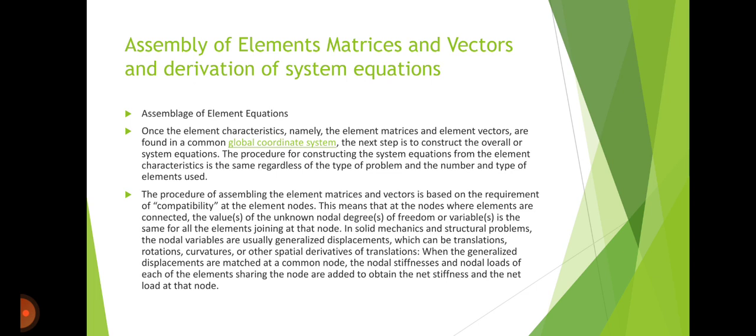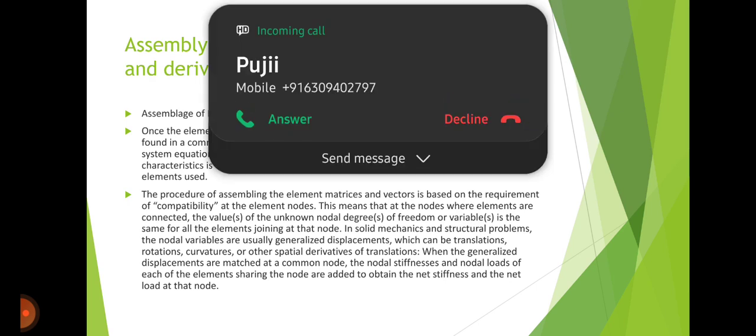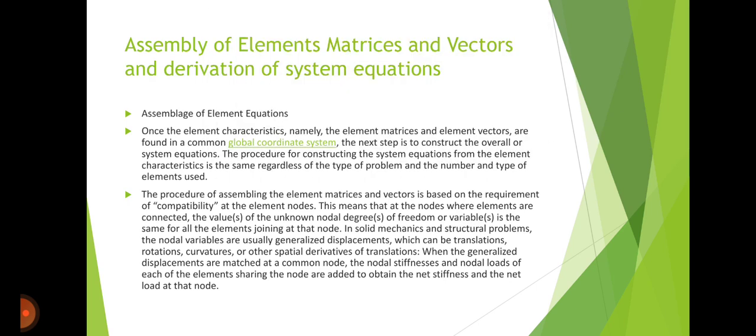Assemblage of element equations. Once the element characteristics, namely the element matrix and element vectors, are found in a common global coordinate system, the next step is to construct the overall or system equation. The procedure for constructing the system equation from the element characteristics is the same regardless of type of problems and the number and the type of elements used. The procedure of assembling the element matrices and vectors is based on the requirement of compatibility at the element nodes.